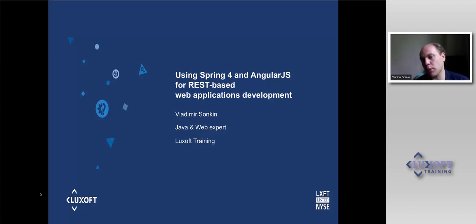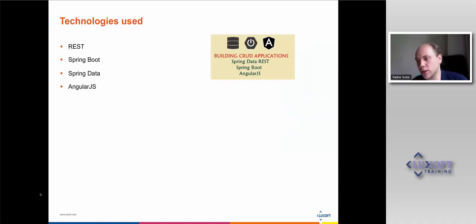And the most popular Java framework is Spring. The most popular web framework is AngularJS. And the most popular way of communication between server and client, the most popular protocol nowadays, is REST. So I put all these technologies into the same application, and we will talk about how they can be used all together. And the reasons why these technologies are the most popular are not just there.